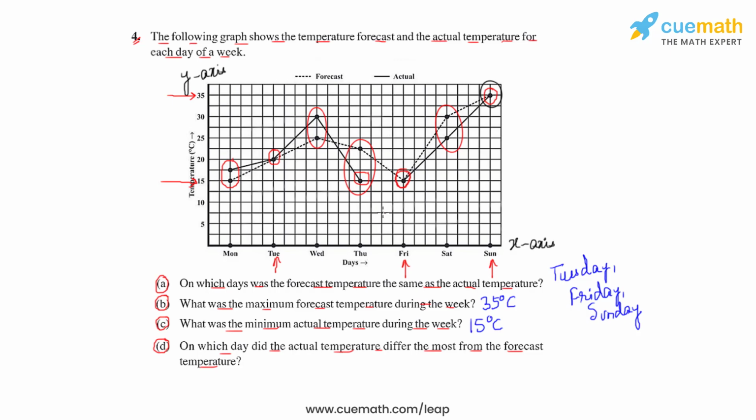So the maximum difference between the two temperatures is noted at this point, which is represented by the day Thursday. So this day marks the maximum difference between the two temperatures. So this is how we are going to answer the fourth question of this exercise.